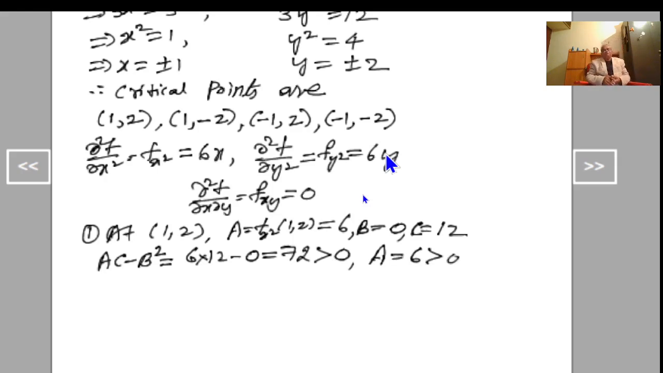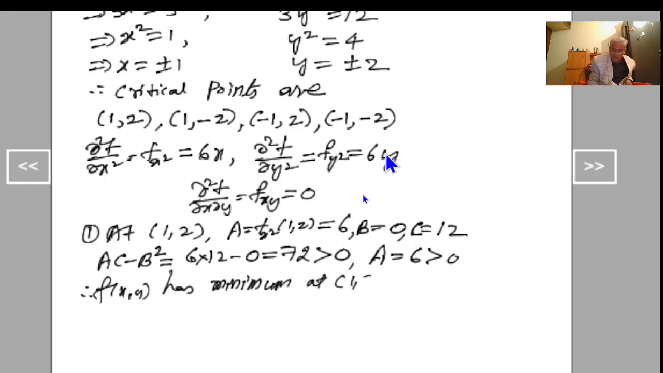So here we have 1, 2 is a critical point. AC minus B square is 72, greater than 0, and A equal to 6, which is greater than 0. Therefore, the function f of x comma y has a minimum at the point 1, 2. And what is that minimum value?